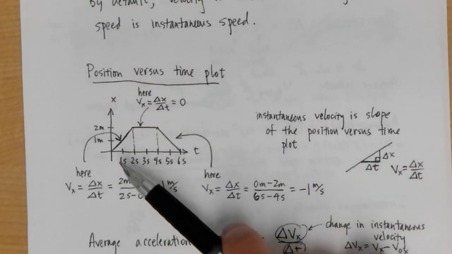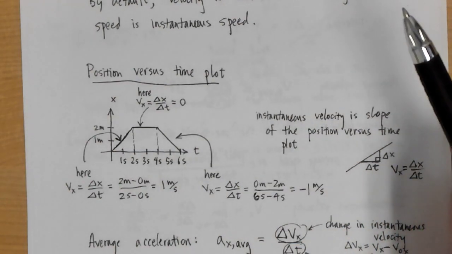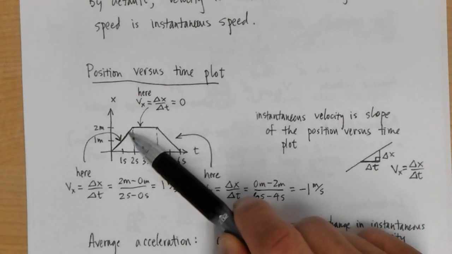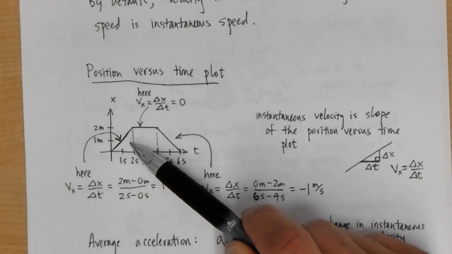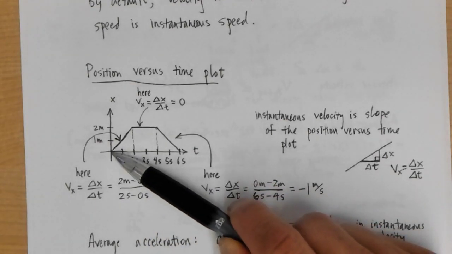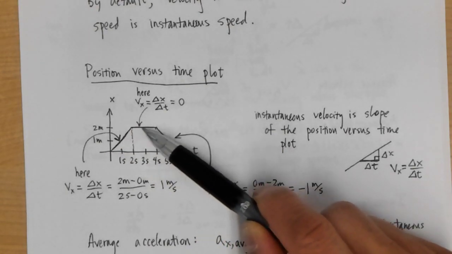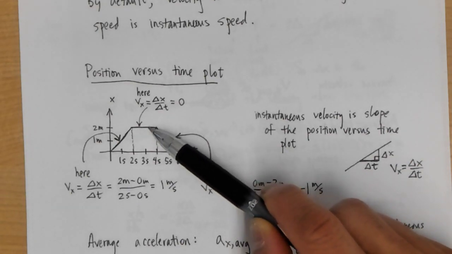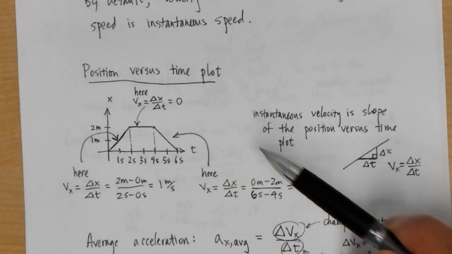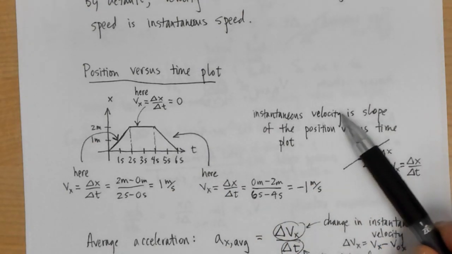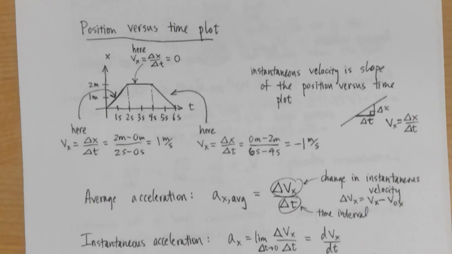Now, if we have a plot of position versus time, x versus t, we can read off several things. So the slope here gives us the velocity, instantaneous velocity, delta x over delta t. So the rise is 2 meters, the run is 2 seconds, so it's 2 over 2, which is 1 meter per second here. And in this region here, the slope is 0, so Vx is 0. This region here, the slope is minus 2 over 2, so that's minus 1. So the instantaneous velocity is the slope of the position versus time plot.